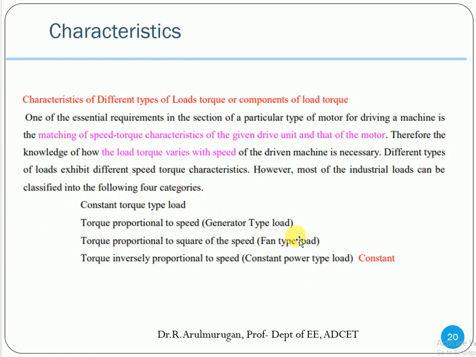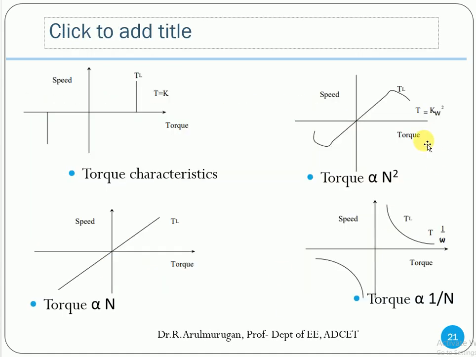The same we will display, and we will see the diagrams. So the first is a constant torque system. The second one is linearly increasing, or square of the speed, that is variable torque.